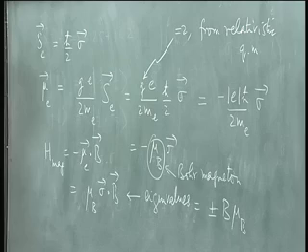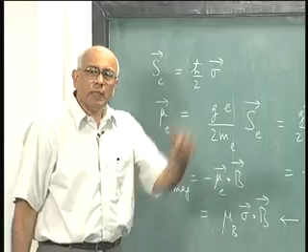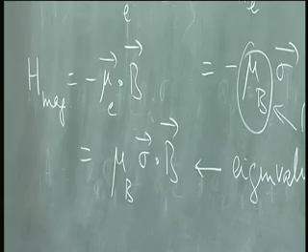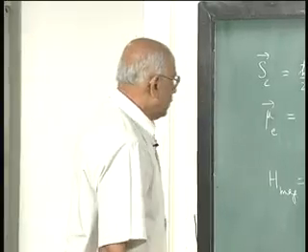Plus B mu B when sigma z has, if B is in the z direction, the spin points along the direction of B, and minus if it points in the opposite direction. Okay. So at this level it is completely trivial.